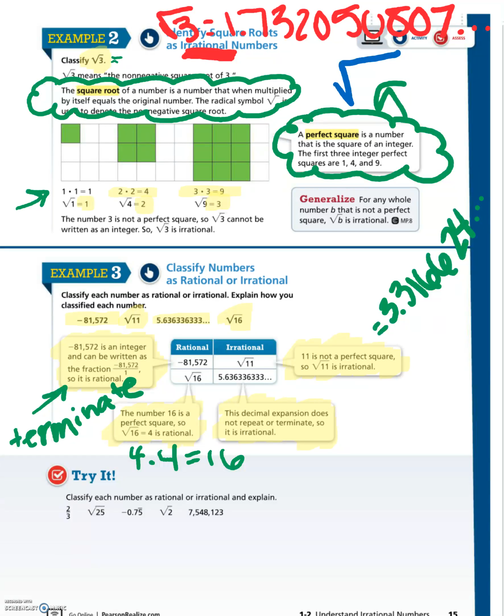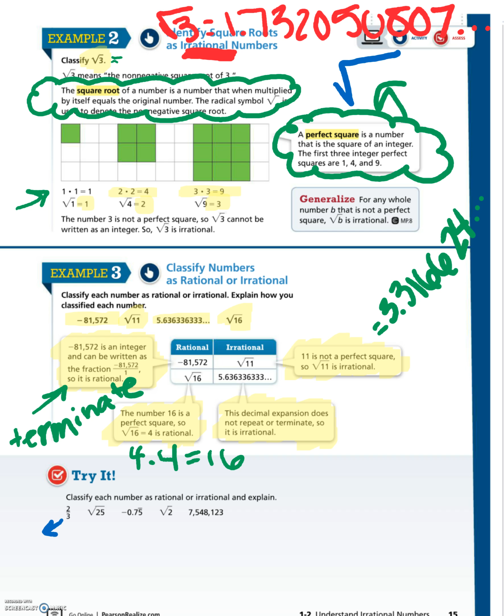The last try I'm going to leave up to you. So please pause the video and try it by yourself. Then when you are done pausing the video, when you are done classifying each as rational or irrational, unpause the video and follow along with me and make sure you got the answers correct. Okay, welcome back.